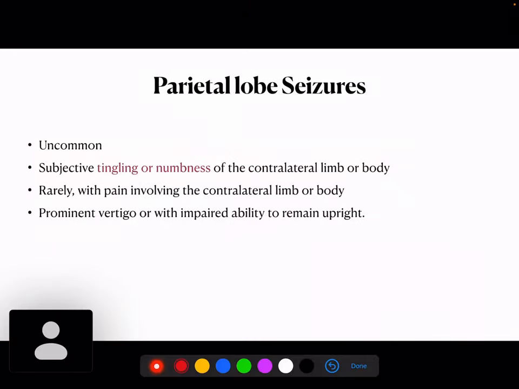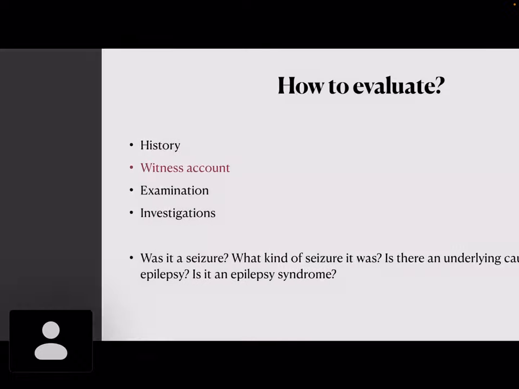Parietal lobe seizures are less common. Tingling and numbness, obviously associated with sensation or pain in the contralateral limb or body, or sometimes prominent vertigo, but do not think of it as the first cause of vertigo.